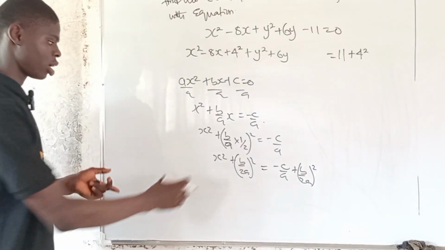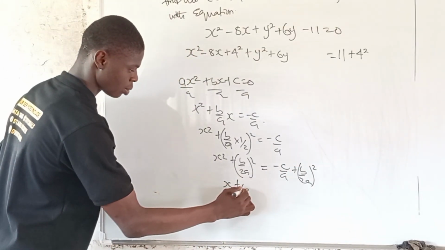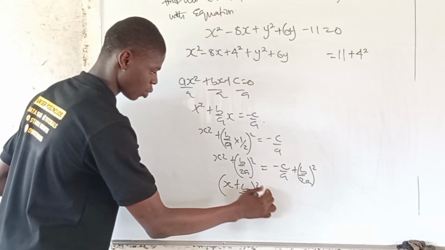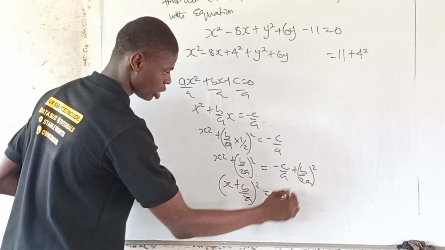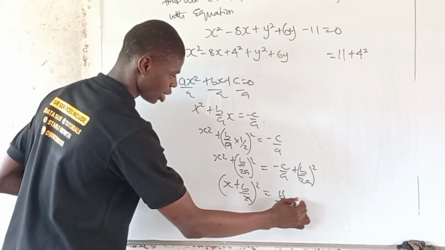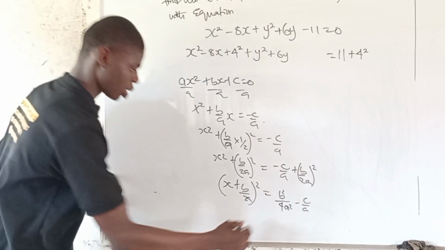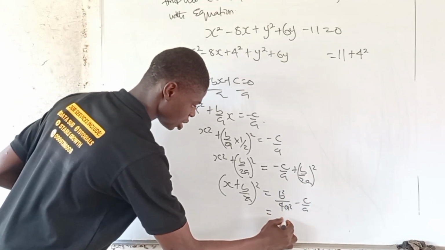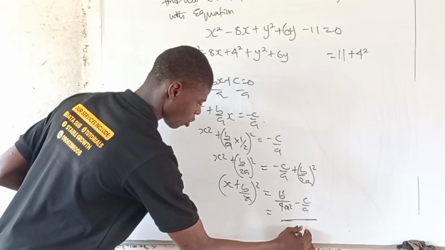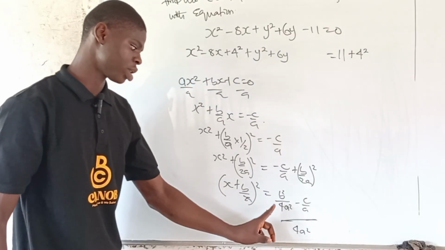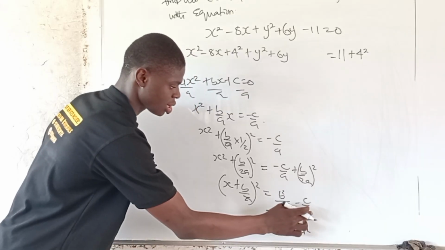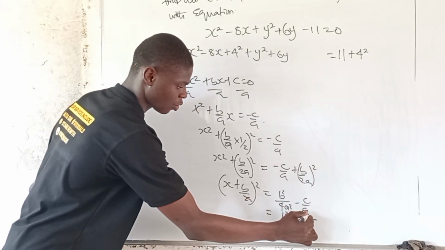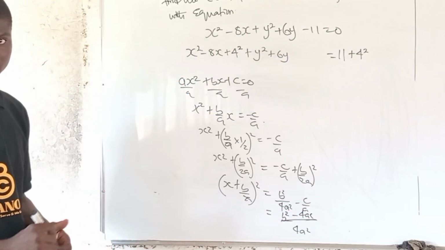Now we're heading somewhere. If you factorize this, you'll be having x plus b over 2a squared equals, arranging this, b squared over 4a squared minus c over a. So if you do this carefully, the LCM of this is 4a squared. 4a squared into 4a squared is 1. 1 times b squared is b squared, minus 4a squared into this is 4a. 4a times c is 4ac. Now I'm explaining this. I'm heading somewhere.